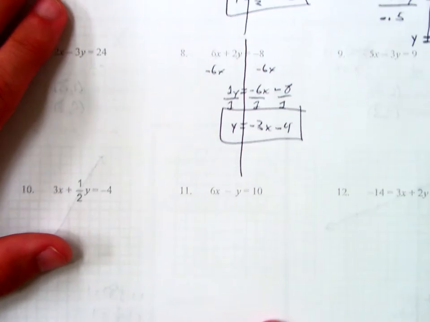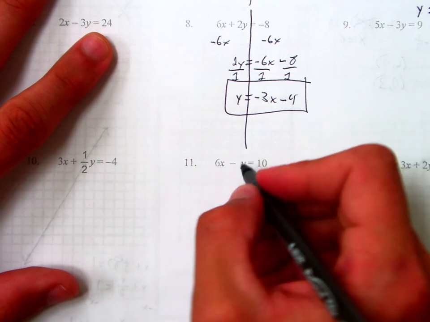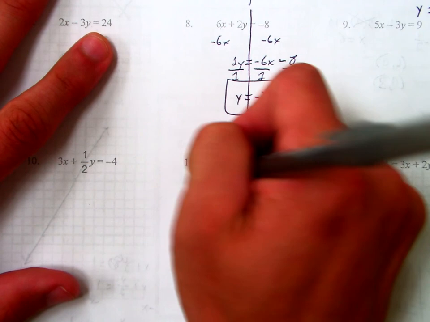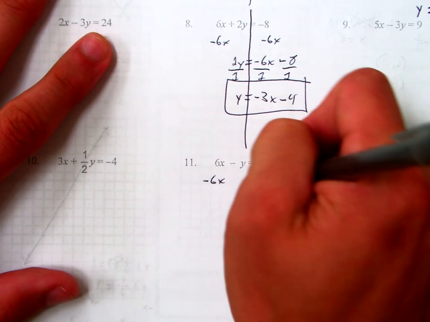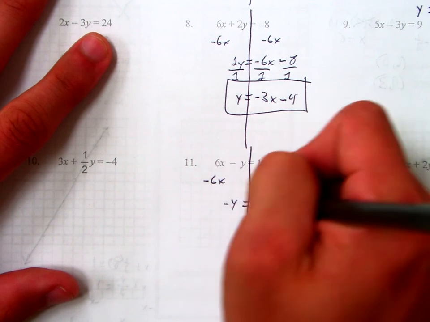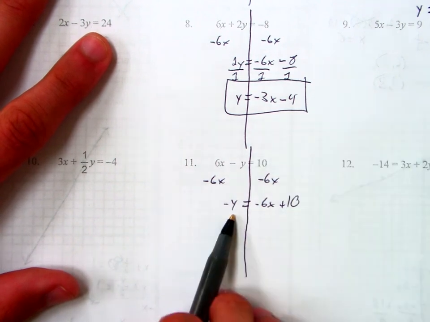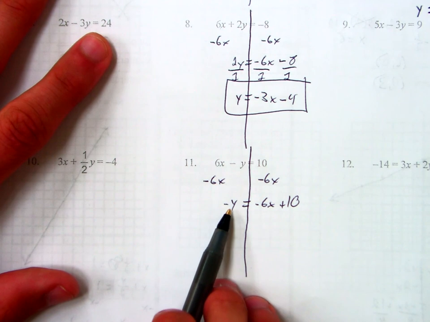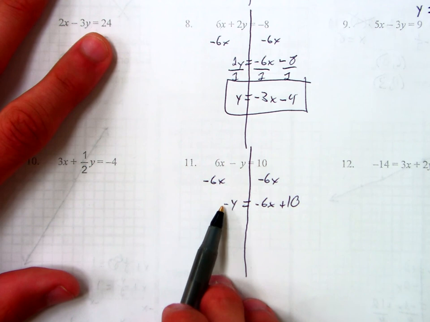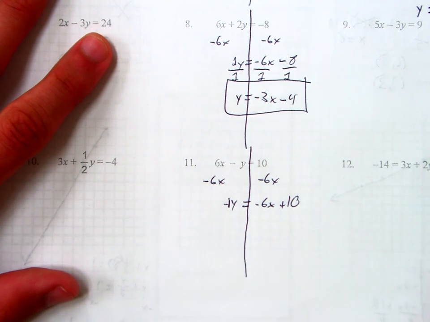Okay, last one. 6x minus y. So I've got a negative y, but it's having a 6x added to it, so I'm going to get rid of that. Minus 6x, minus 6x. So I've got negative y equals negative 6x plus 10. Then I'm going to divide. When I ask students this, I say, how many y's do you see there? There's negative 1 y there. So really you've got negative 1 times y.